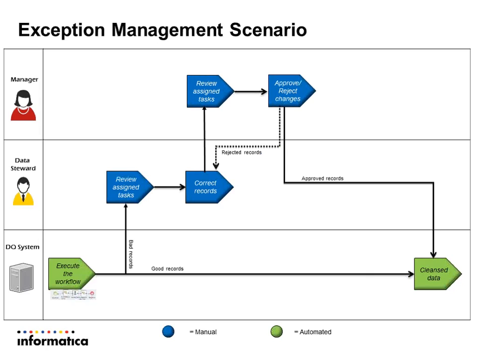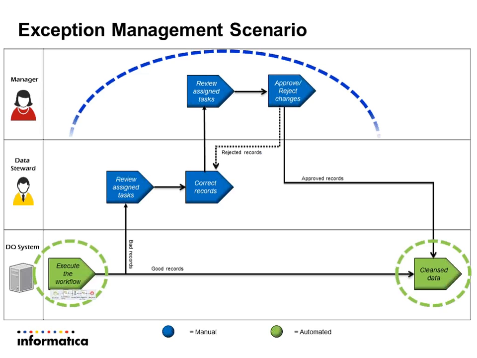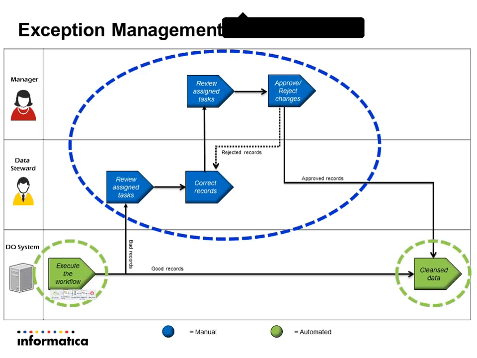So here the process of identifying the good and bad records is an automated process, and what the data steward and the manager perform is a manual process. This way, data quality facilitates the integration of people, process, and technology to achieve quality data. Now, how is the first stage in the exception management achieved?